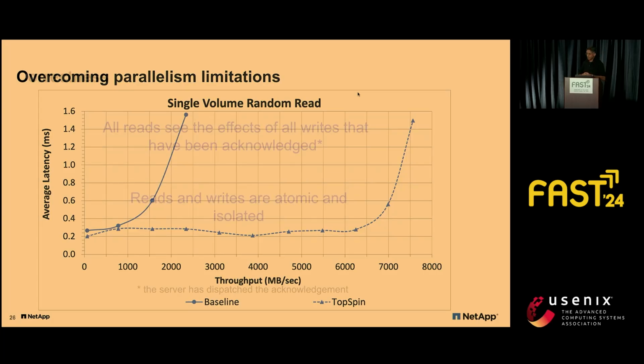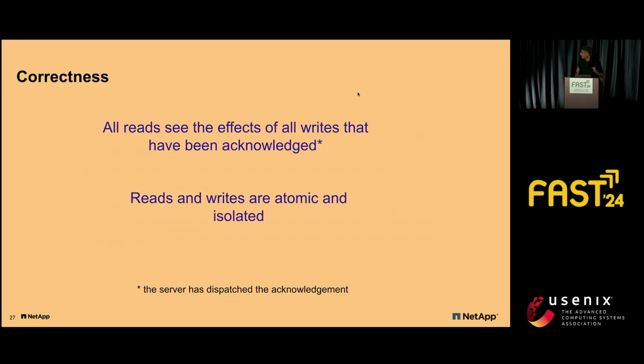Quick note on correctness. ONTAP is a multi-protocol system, with a number of protocols supported, and we guarantee the consistency characteristics of the strongest consistency guarantees across all the protocols that we support. In particular, we talk about 2 behaviors. One is read after write behavior. And this means that any read that comes into the system sees the effects of all writes that have come before.